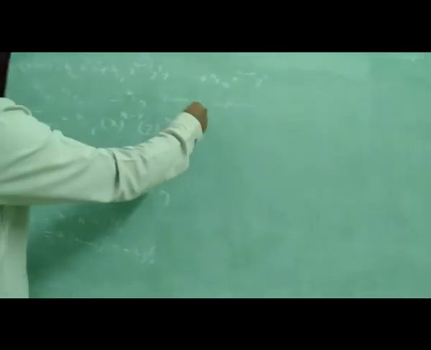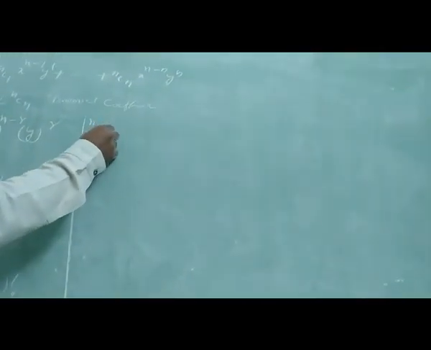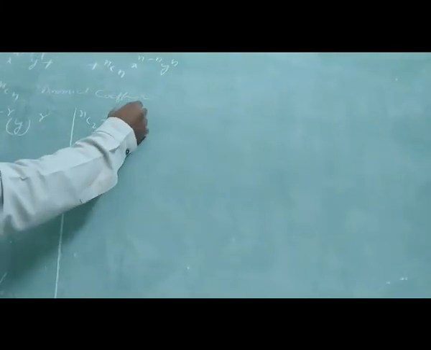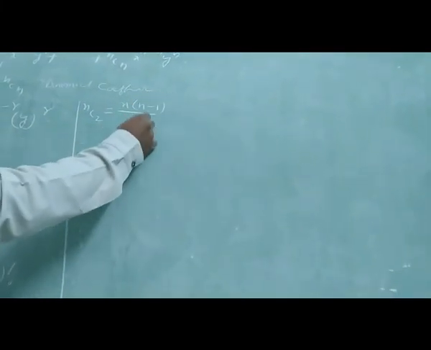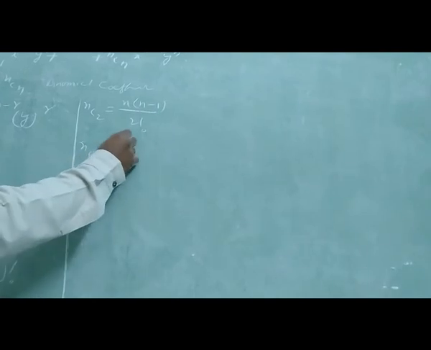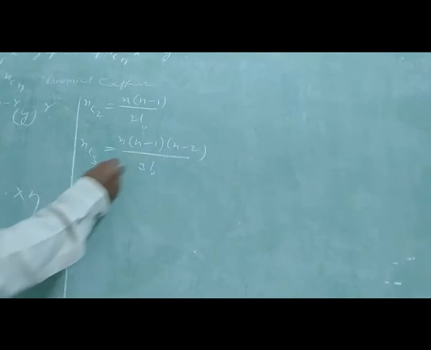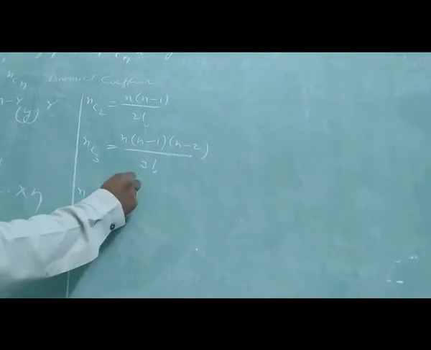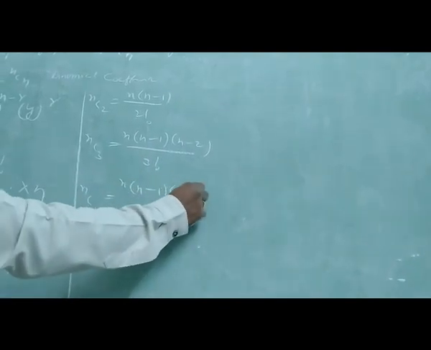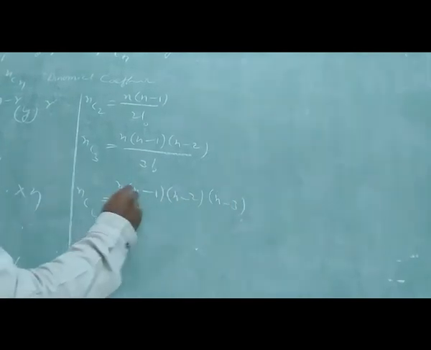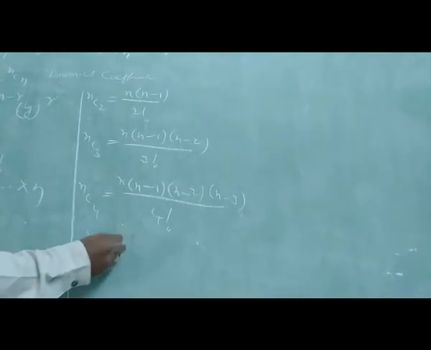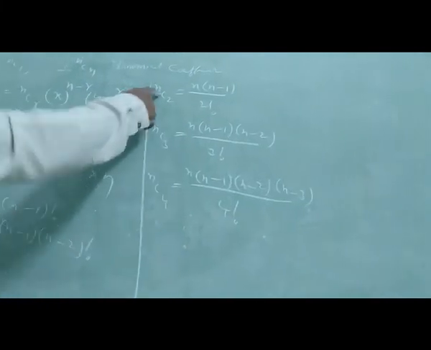And next, how do you find NC2? NC2 is equals to n into n minus 1 by 2 factorial. NC3, n into n minus 1 into n minus 2 by 3 factorial. NC4, n into n minus 1 into n minus 2 into n minus 3 by 4 factorial. So like this you can find the remaining coefficients.